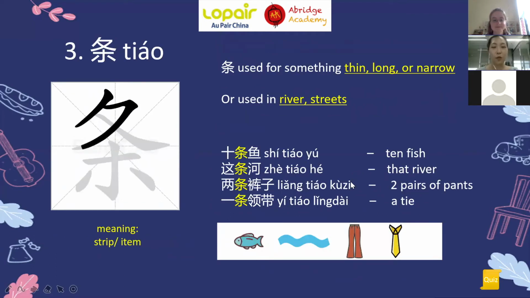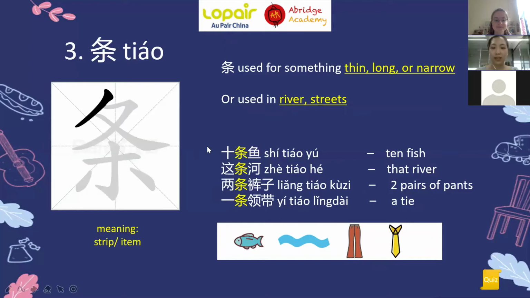And the third one, this is interesting. 条. It is only used for something that's thin, long, or narrow, and also used for rivers and streets. So the common thing between these is that they are long, thin, and narrow. They have the same shape. So that's why I use this 条 as the measure word.